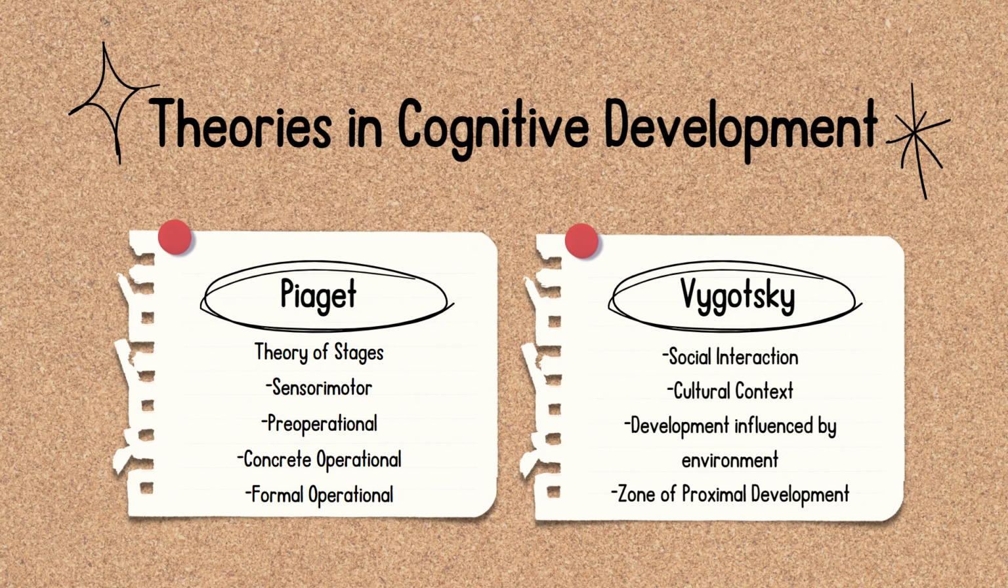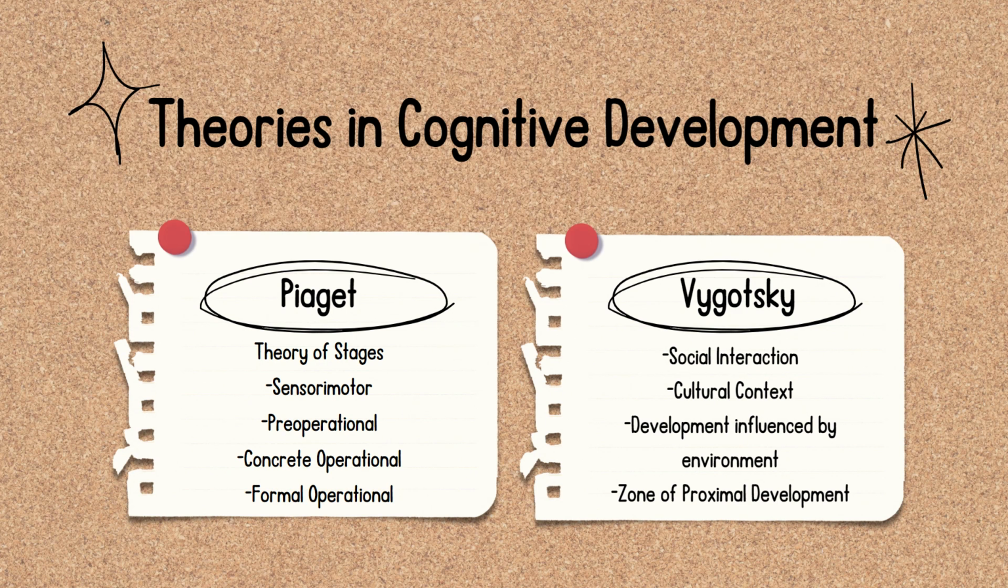Piaget is a Swiss psychologist who introduced a theory of stages involving how children's cognitive abilities develop and progress through four key stages. Each stage is marked by distinct changes in thinking and reasoning. These stages are the sensorimotor stage, which focuses on learning through senses and actions or motor activity. The preoperational stage, involving language and symbols but lacking logical reasoning. The concrete operational stage, where children can think logically about tangible situations. And the formal operational stage, which introduces abstract and logical thought.